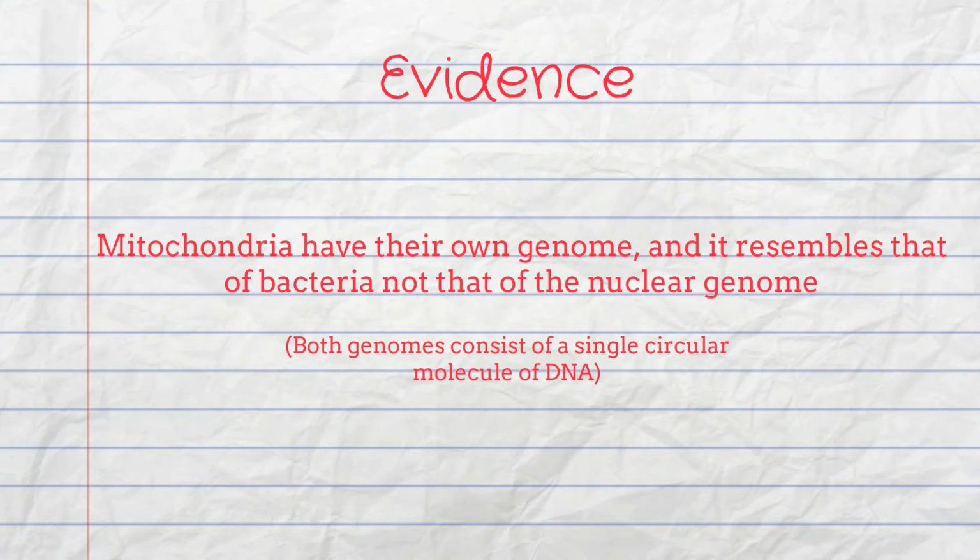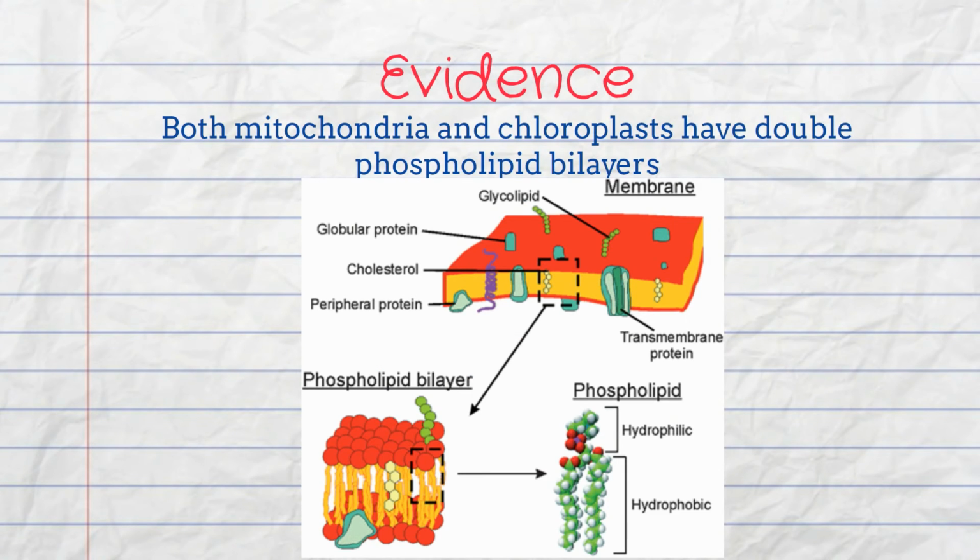And finally, the mitochondria in eukaryotic cells have double phospholipid bilayers. The original ancient bacteria had only one phospholipid bilayer, but when the bacteria entered the host cell, it was bound by a vesicle which formed the second bilayer, similar to that of mitochondria.